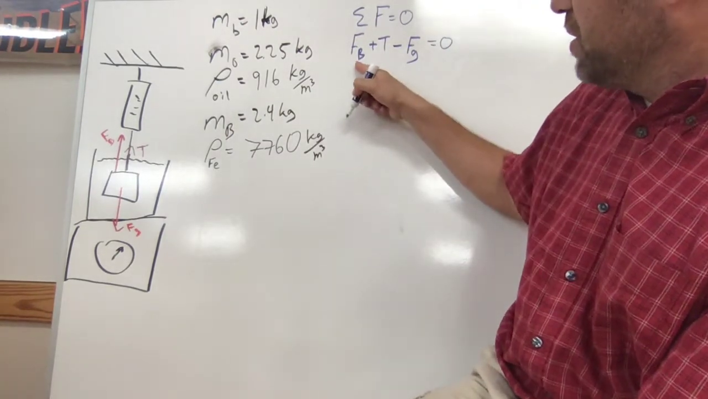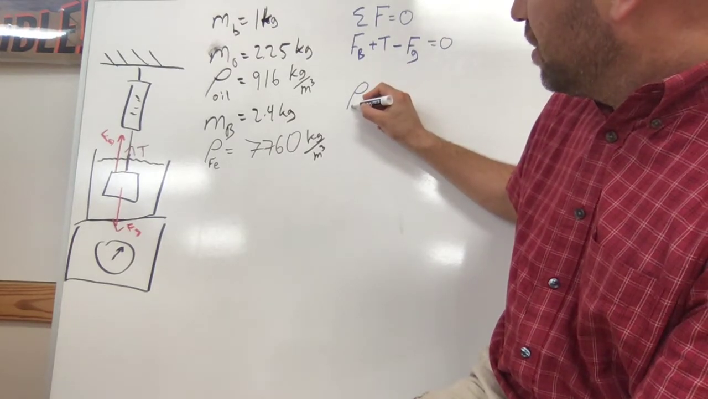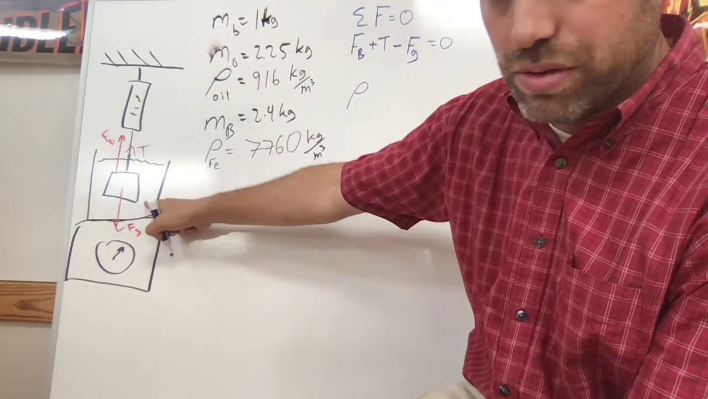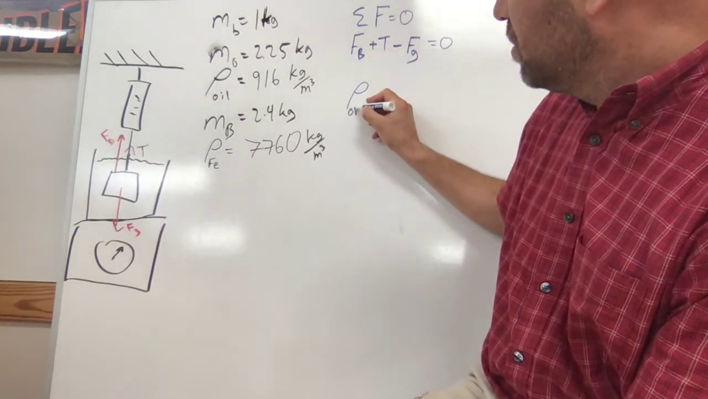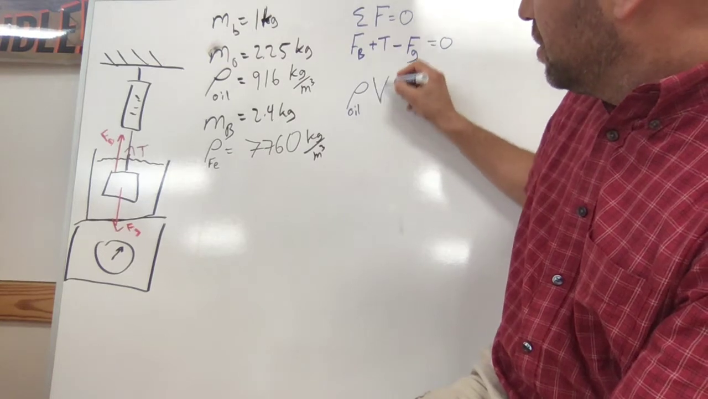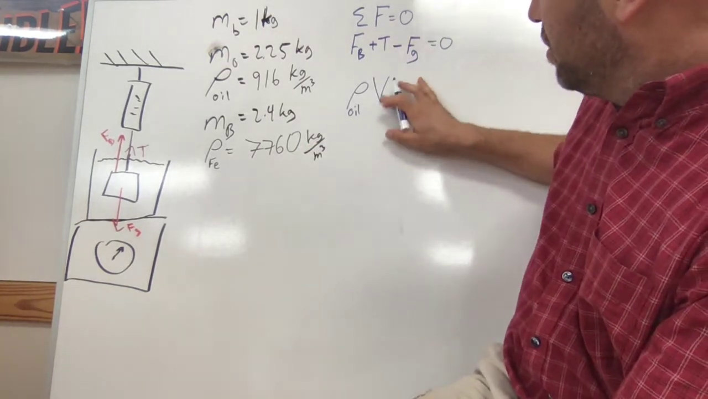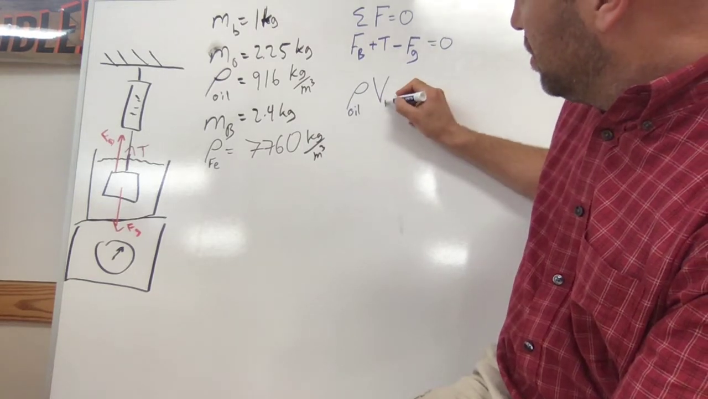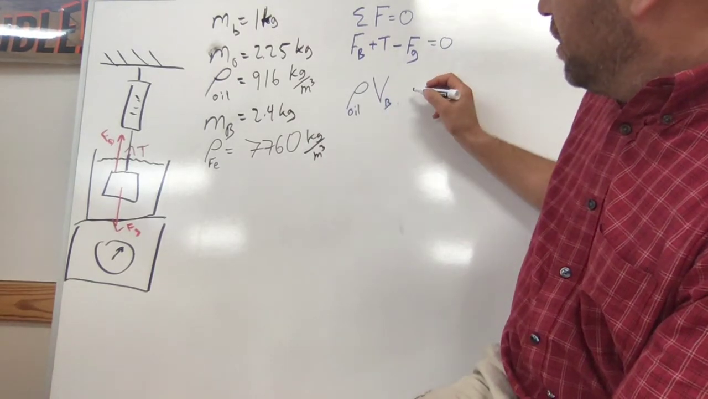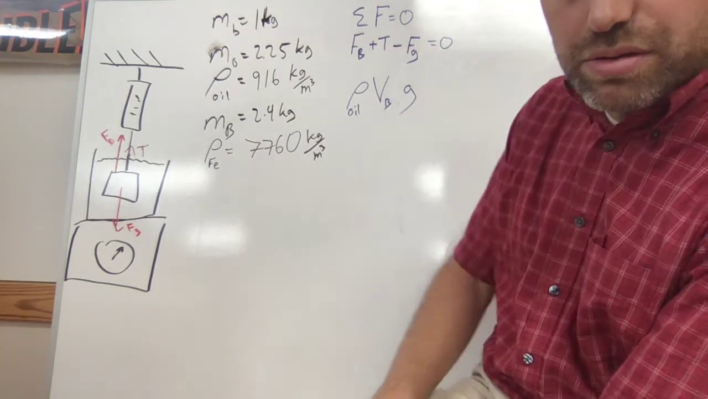Okay, so this force of buoyancy is just like you said, going to be the density of the fluid, which in this case is the oil. So this is the density of the oil times the volume of the object, which in this case is the block, the iron. And then 9.8 for gravity. Now, how'd you get the volume of the block?